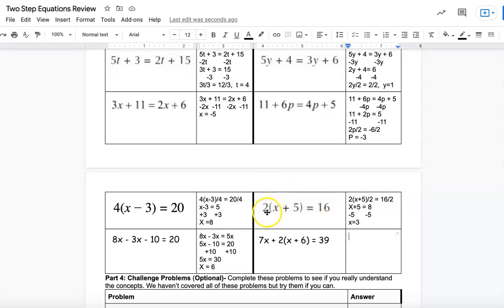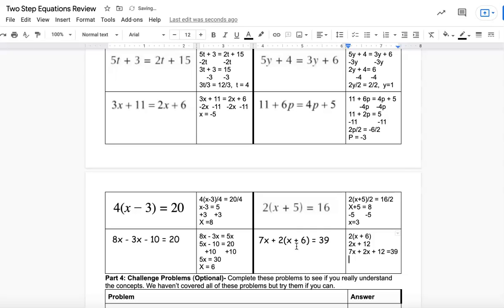And then this last one is the reason why I said to not necessarily jump and divide both sides by that number, because you can't. Because there's this other term. So first we're going to do the distributive property here. This is all we're going to do first. Okay. So we distribute a copy of the 2 to the x and the 2 to the 6. So that's 12. Now I'm going to plug that whole thing in where it was. So this is now 7x plus 2x plus 12 equals 39. I'm going to leave the equals 39.